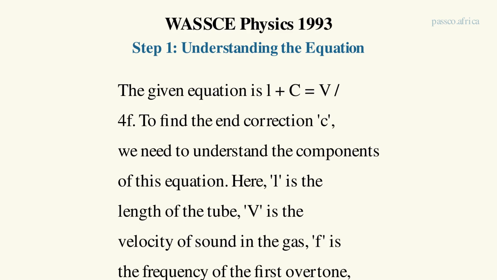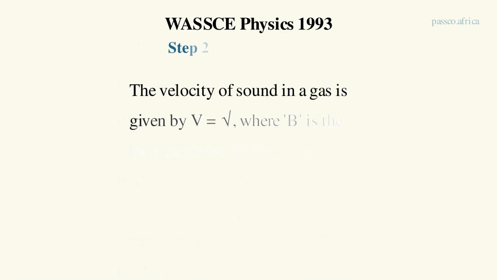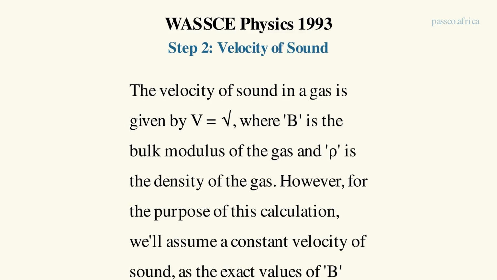Step 2. Velocity of sound. The velocity of sound in a gas is given by V equals the square root of B/ρ, where B is the bulk modulus of the gas and ρ is the density of the gas. However, for the purpose of this calculation, we'll assume a constant velocity of sound, as the exact values of B and ρ are not provided.